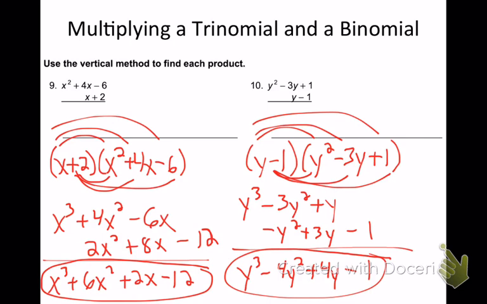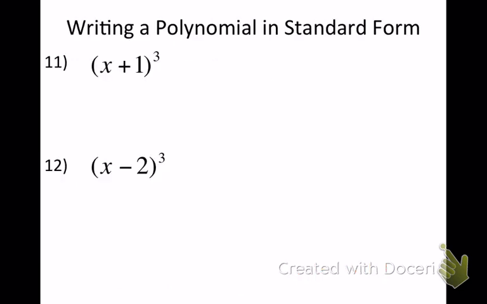Last thing we're talking about today is what happens if I have an exponent now. So first off, what does an exponent mean? You multiply the number by itself that many times. So for example, let's say I gave you the problem 4 to the third power. What does 4 to the third power mean? 4 times 4 times 4. Does everybody agree with that?